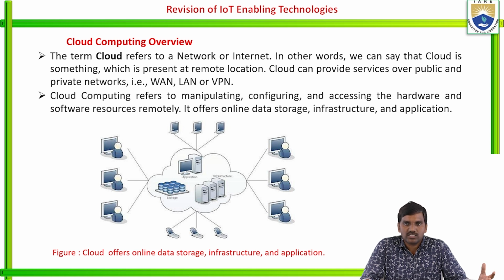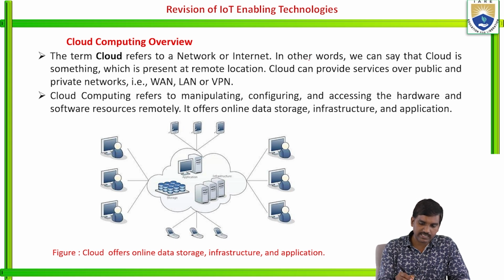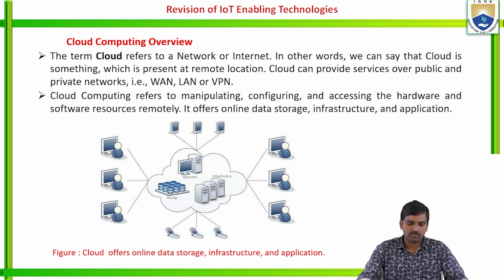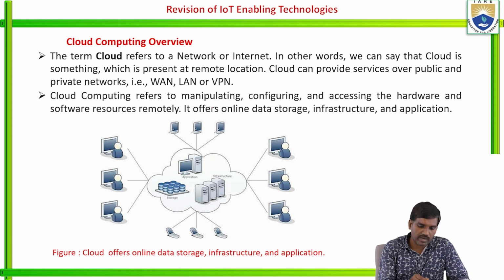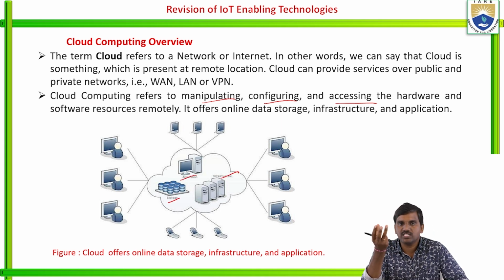Before going to that, what is cloud computing? What are the storage models and deployment models available in cloud computing? The cloud refers to a network or the internet. On the other hand, we can say that the cloud is something which is present at a remote location. The cloud can provide services over public and private networks, that is WLAN, wireless local area network, local area network, virtual private network, like that. Cloud computing refers to manipulating, configuring, and accessing hardware and software resources remotely. It offers online data storage, infrastructure, and application. This is the complete overview of cloud computing. Storage, application, infrastructure: it can provide space to store our information. That is the basic meaning of cloud.